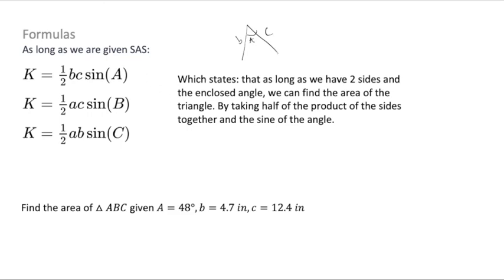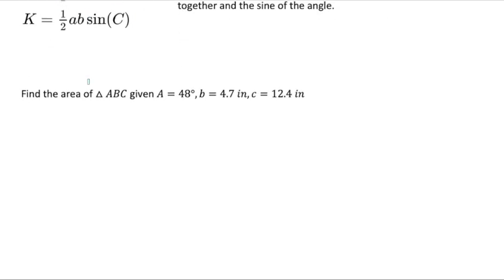And if you look closely at the formula, it almost looks like 1/2 times base times height. There's just this extra part of the sine of the angle. And that sine of that angle is helping us find the altitude. So let's get a look at some problems.